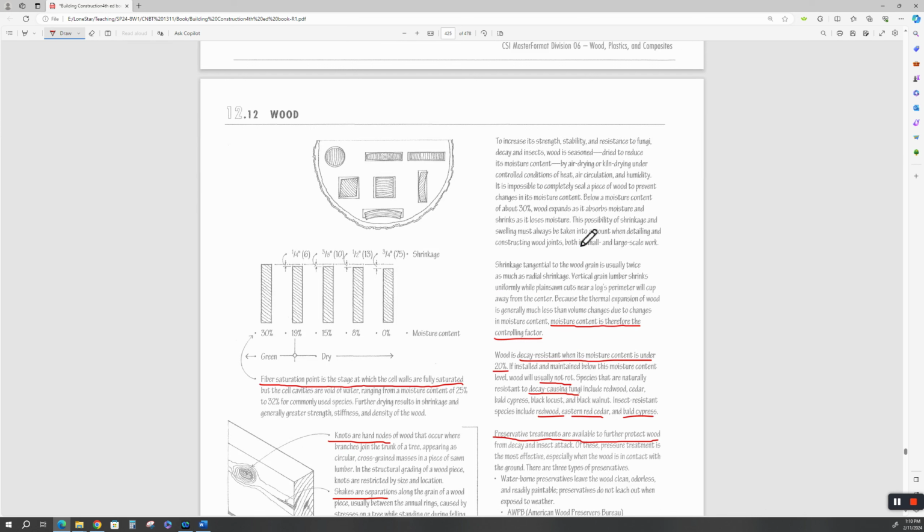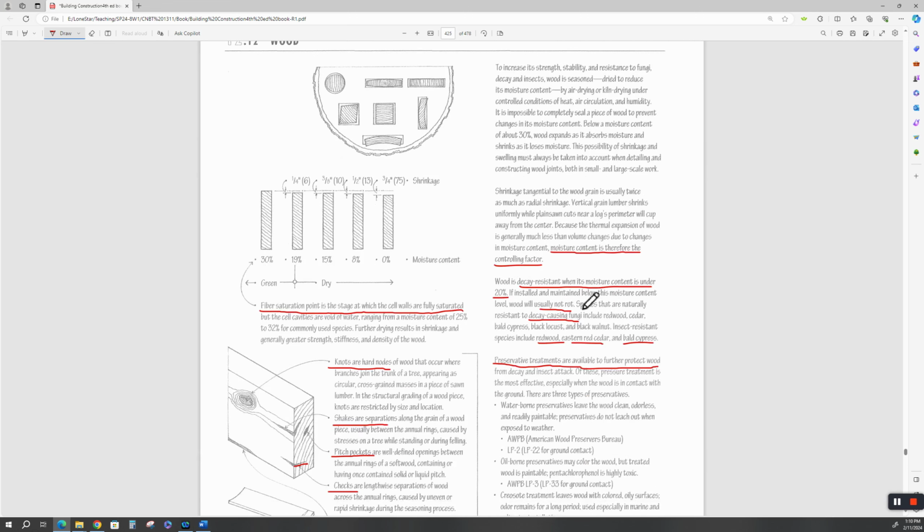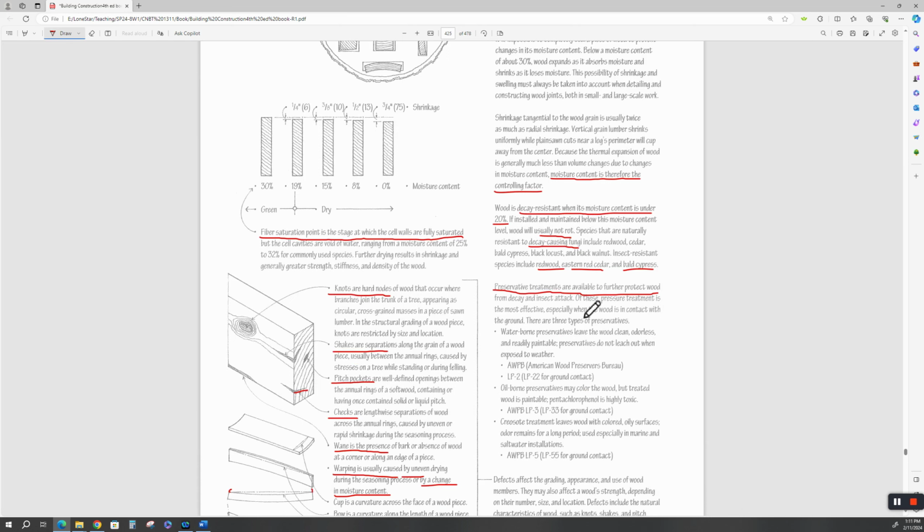Creosote, talks about creosote. Somewhere in here, I thought he listed, yeah, here it is, pentachlorophenol. It's in both of them, 4th edition and 5th. All right. Of these pressure treatments, the most effective, especially when the wood is in contact with the ground. There are 3 types of preservatives.